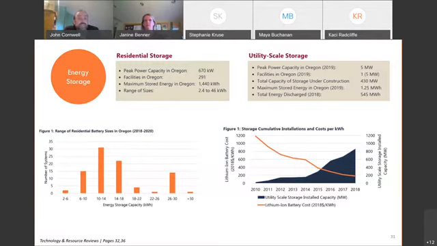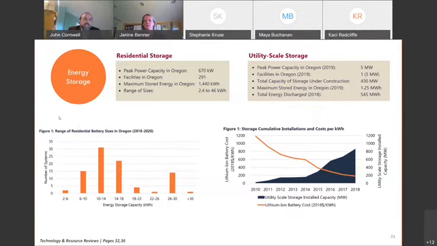There is a large volume of storage being planned. So the total capacity of storage under construction as of the end of last year was around 430 megawatts. So we're on the verge of seeing a substantial deployment of that technology.